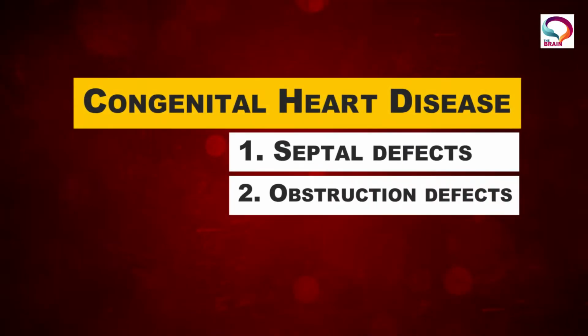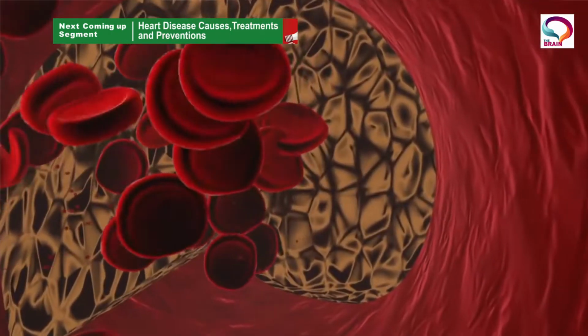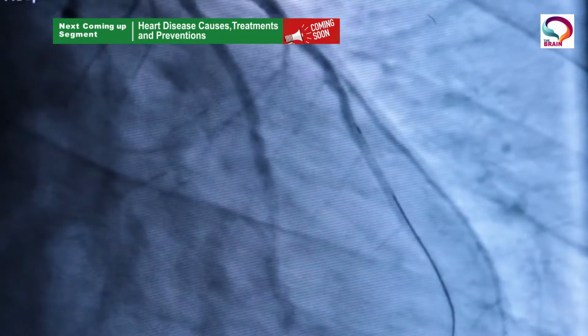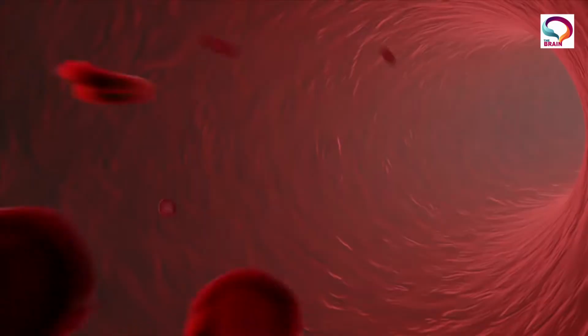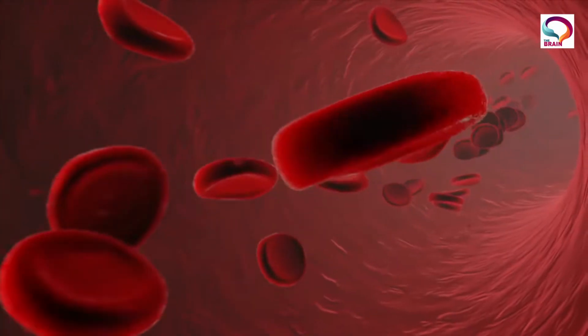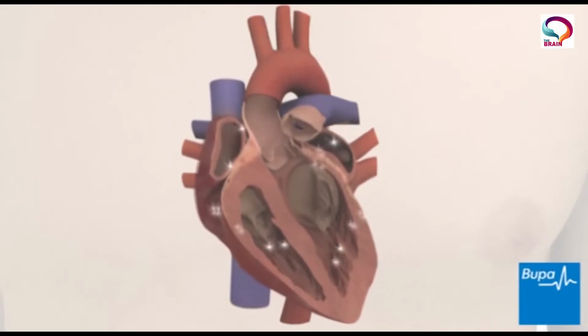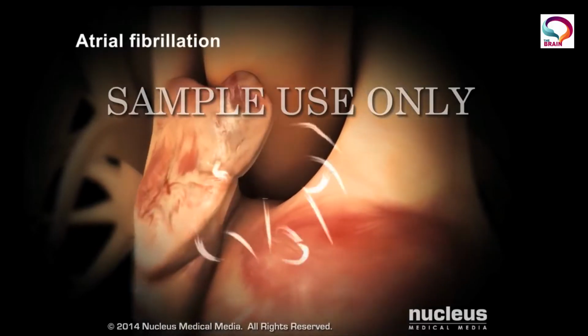Obstruction defects. The flow of blood through various chambers of the heart is partially or totally blocked. Cyanotic heart disease. A defect in the heart that causes a shortage of oxygen around the body. Arrhythmia. Arrhythmia is an irregular heartbeat. There are several ways in which a heartbeat can lose its regular rhythm.